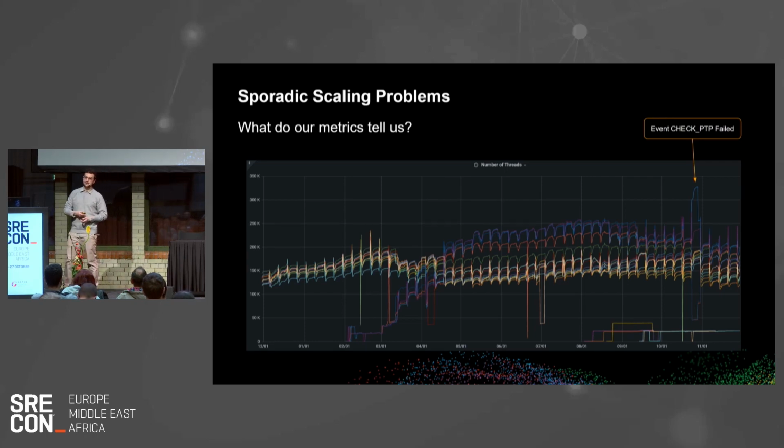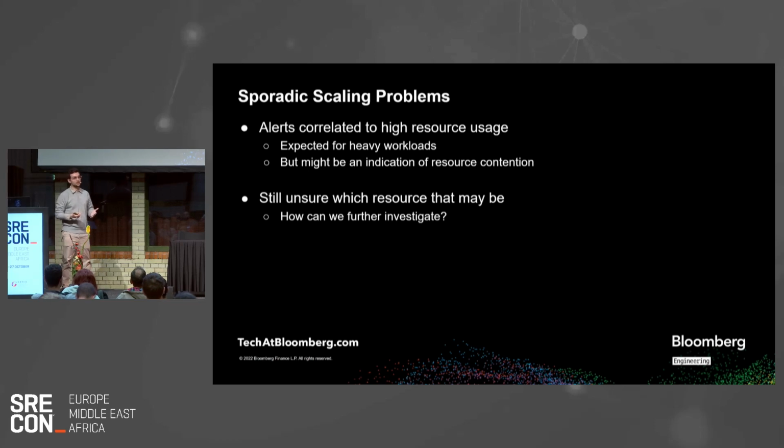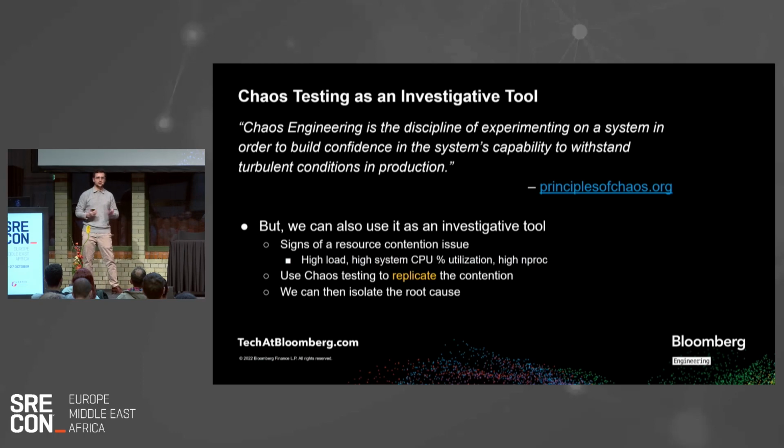So this gives us an idea that these alerts might be correlated to high resource usage. This is expected for heavy workloads, but it might be an indication of resource contention. But the problem is we're not really sure what resource that might be, so how can we further investigate this? And this is where we come up with chaos testing as an investigative tool.